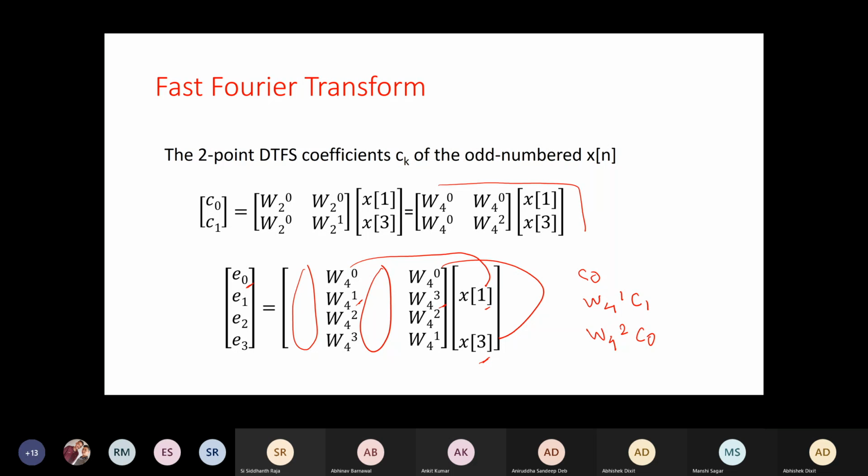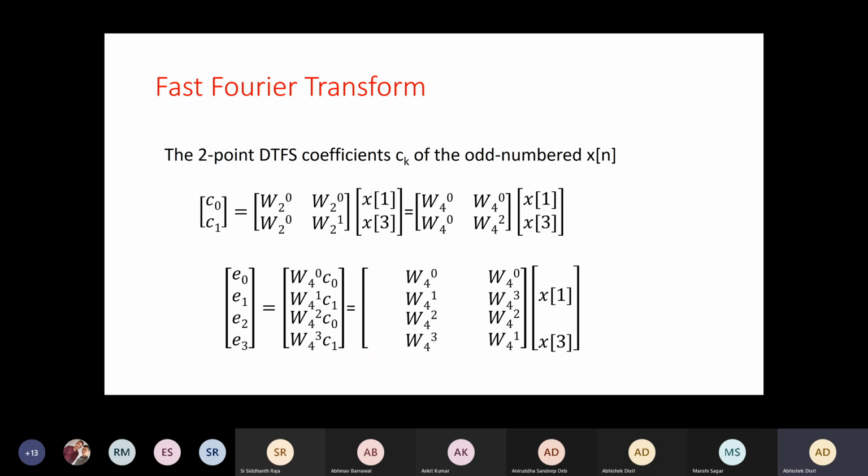Okay. And E3 is what? W4 3 times C1. Clear? Yes, sir. Okay. So what I am saying is that E naught is this, E1 is this, E2 is this, E3 is this. Right?